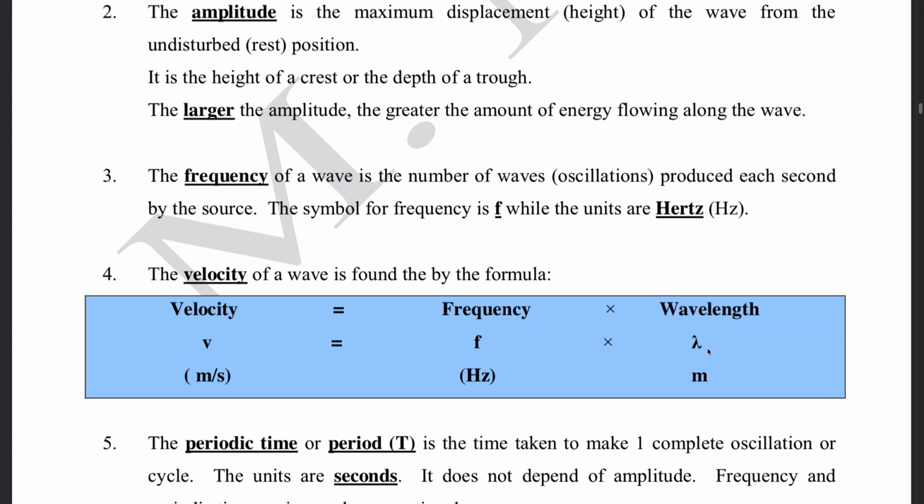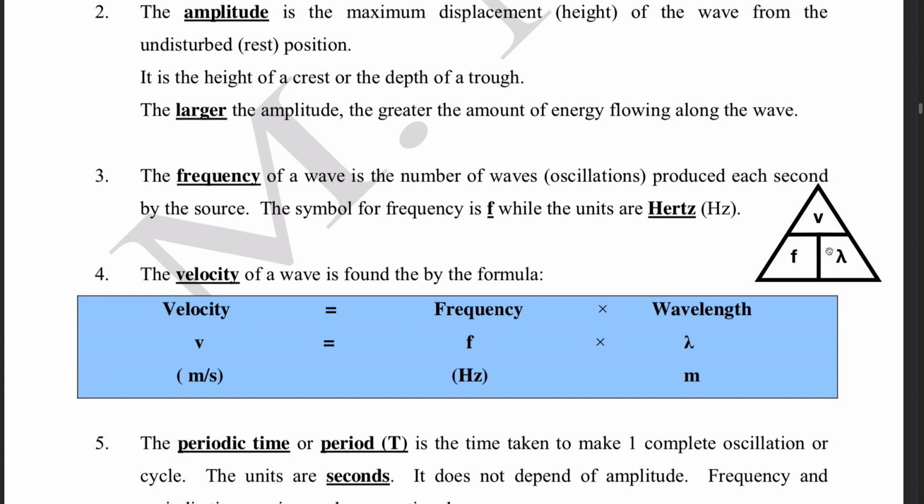Also, by now you should be used to this, I can be given the velocity and the frequency, and I can find the wavelength. If I wanted to write this in the triangle form, I can write it like this: v at the top, f and lambda at the bottom. If I wanted to find the velocity, I would cover v and I would be left with f times lambda. If I wanted to find the frequency, I would cover f and I am left with the velocity divided by the wavelength, and so on. You should be used to using the triangle by now.